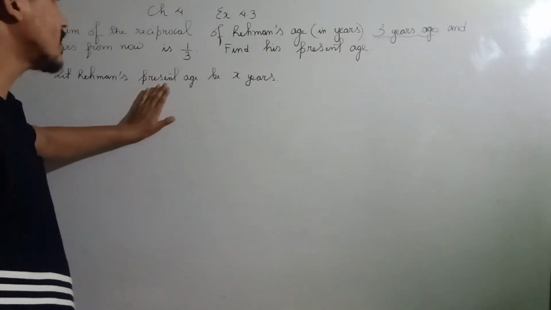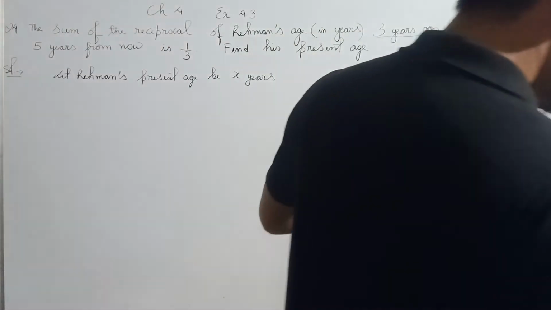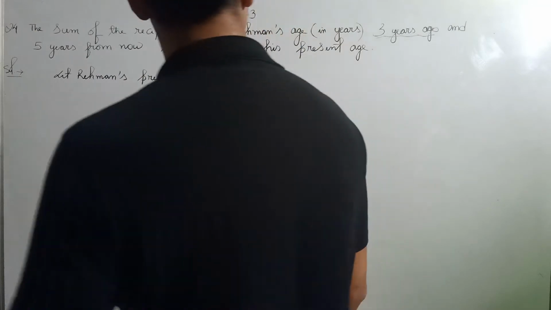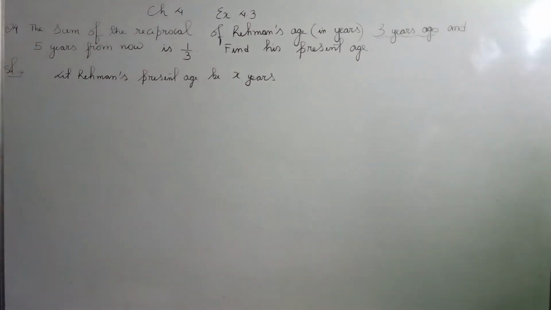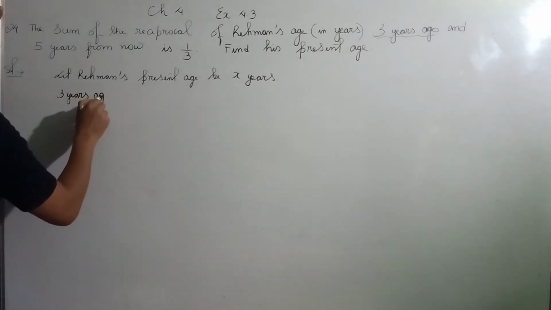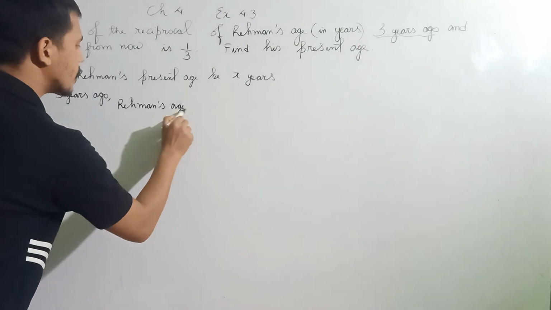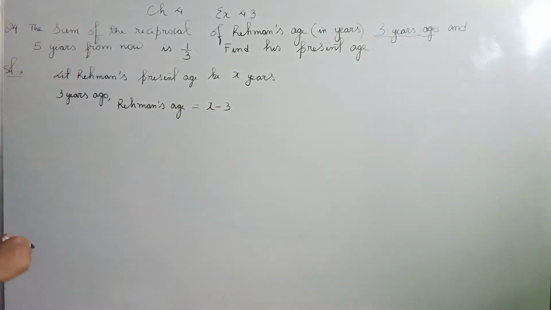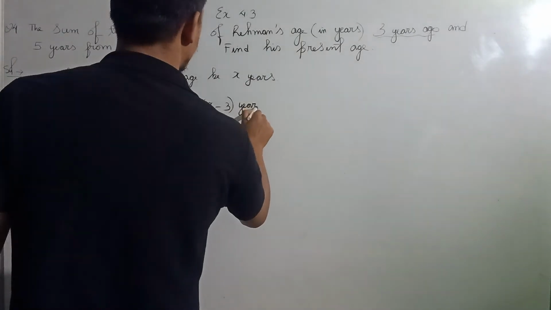So, Raymond's present age is X years. If Raymond's present age is X years now, then 3 years ago, his age would be reduced by 3. His age would be reduced by 3 years. So 3 years ago, Raymond's age was X minus 3 years. Because 3 years ago, he would have been 3 years younger. So X minus 3 years, right?